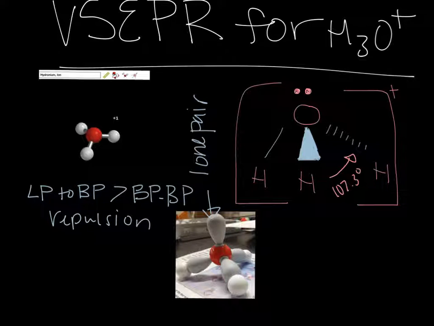And you can also see on this diagram, as well as this one that I made, that the lone pair is up here at the top still, and it's still kind of pushing these down. So that is it for our VSEPR diagram for hydronium.